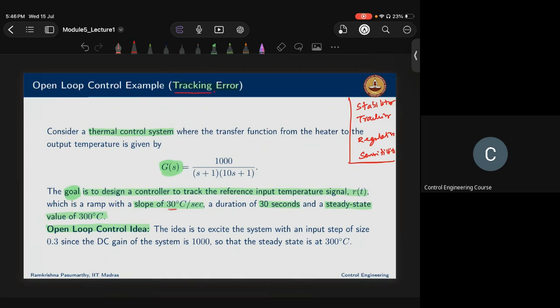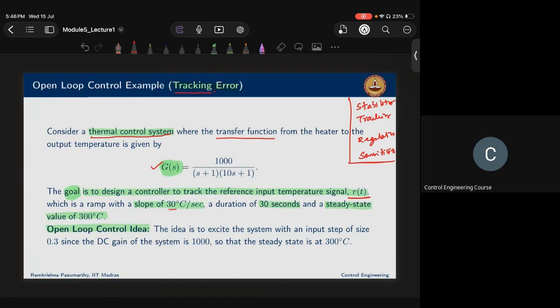Basically, tracking means you have some reference signal R of T. Your output should track that signal, meaning the output should follow that signal. For example, in this case we are taking this thermal control system, which has the transfer function G of S. The transfer function is 1000 by (10S plus 1). That is our system.